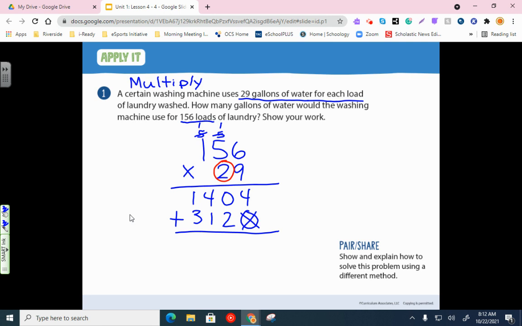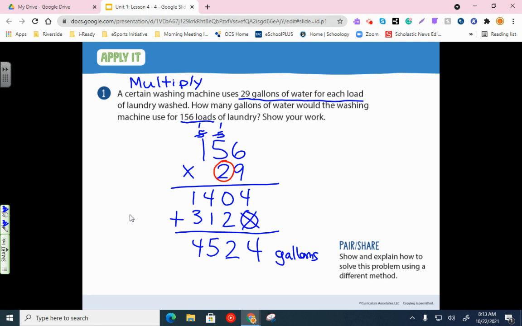We'll add up our ones column first, our tens column, our hundreds column, and our thousands column. Whoops. Sorry, I messed that one up and got ahead of myself there. So you can do 4,524 gallons of water for doing that many loads of laundry.